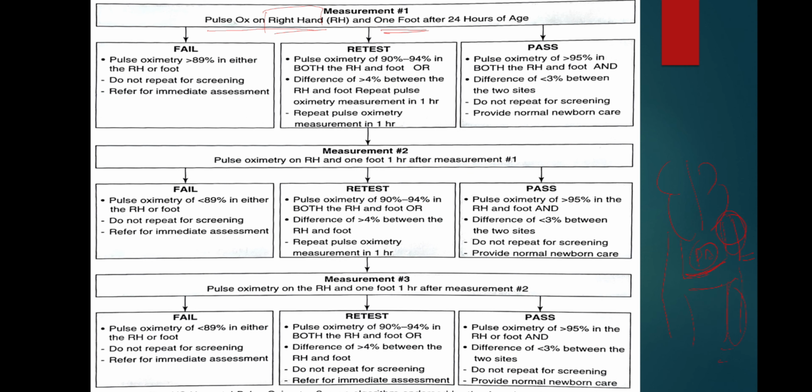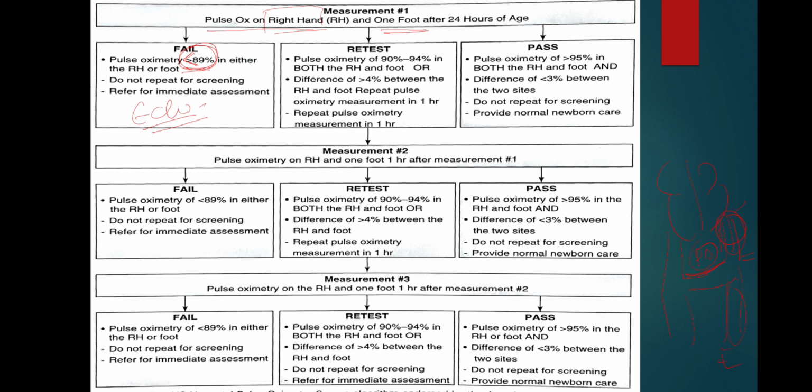So preductal and postductal saturation is done by checking the right arm and left leg. When we are doing the saturation check, if the pulse oximeter saturation is less than 89% in any patient, then the child is suffering from congenital cyanotic heart disease and we have to do echocardiography. If the pulse oximeter is showing saturation less than 89% on the right hand or left leg, the child has some congenital cyanotic heart disease and we have to do echocardiography as early as possible.